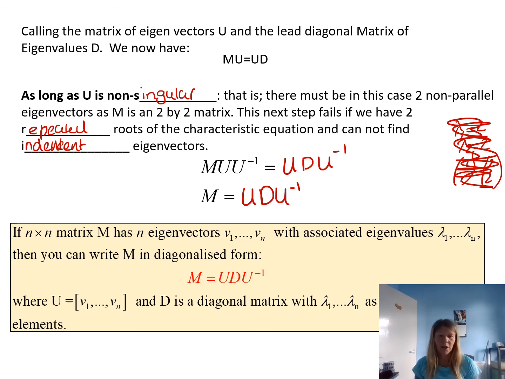Fantastic. And you can generalize that by saying if it's an n by n matrix, then you'd have n lots of eigenvectors with associated n lots of eigenvalues. Then you could write M in a diagonalized form, where U is the eigenvectors and D is a diagonal matrix with your eigenvalues on the leading diagonal.